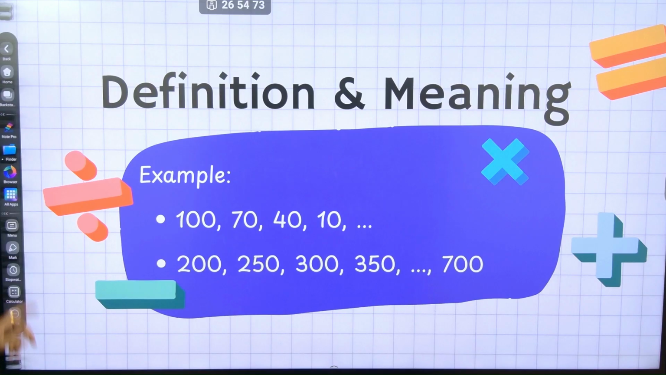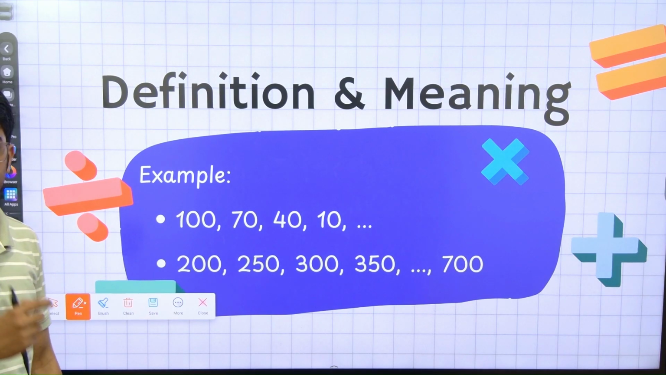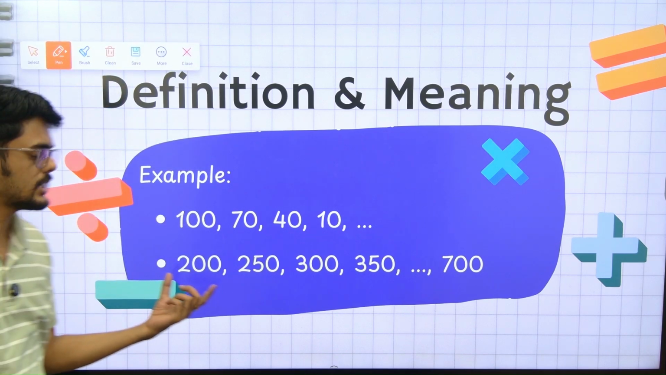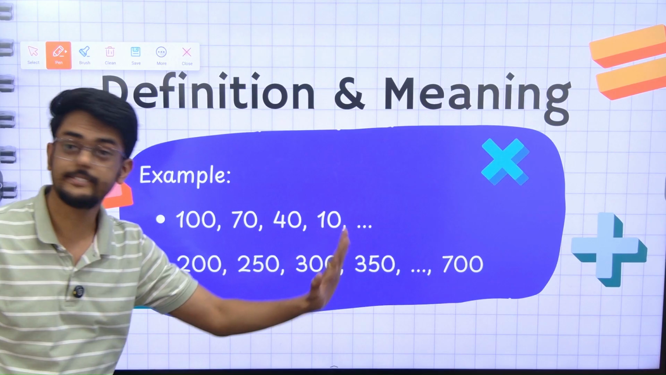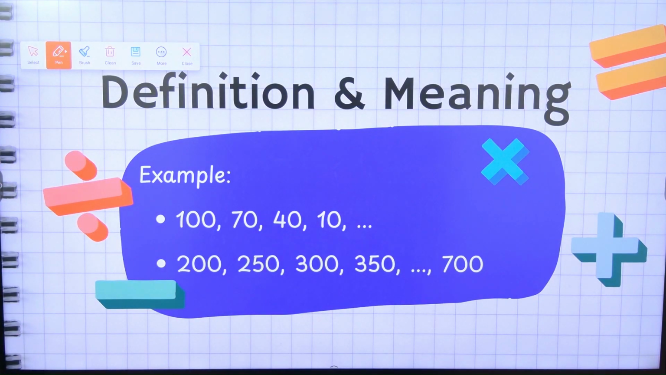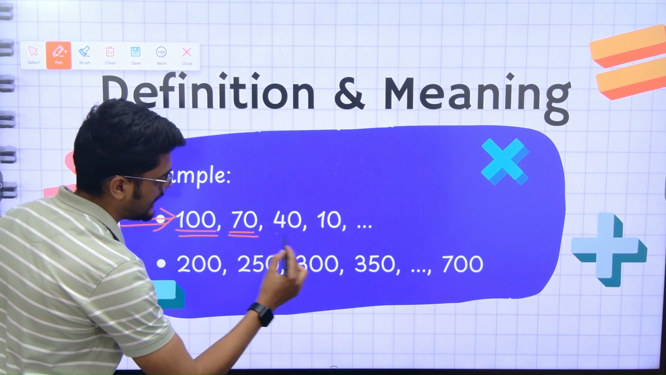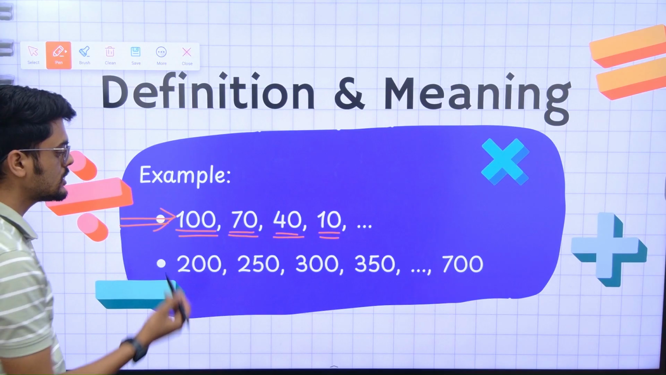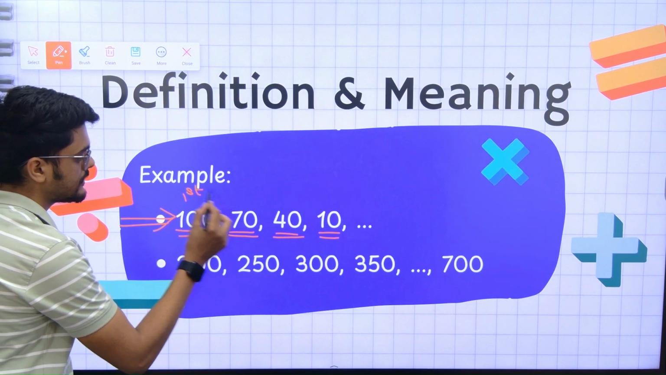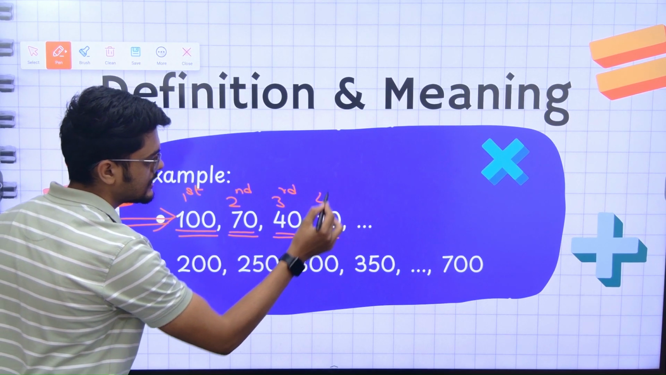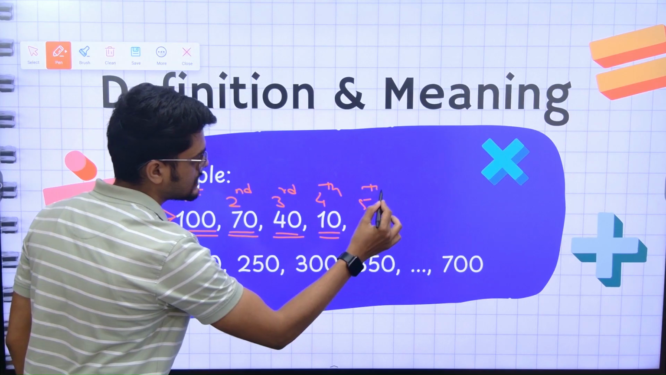You can see over here that we have two examples. The very first is 100, 70, 40, 10, and so on. The next one is 200, 250, 300, 350, and up to 700. Let's see what three things we need to look at. The very first is the term. In a list of numbers, every number is known as a term. This is the first term, this is the second, this is the third, fourth, and so on.